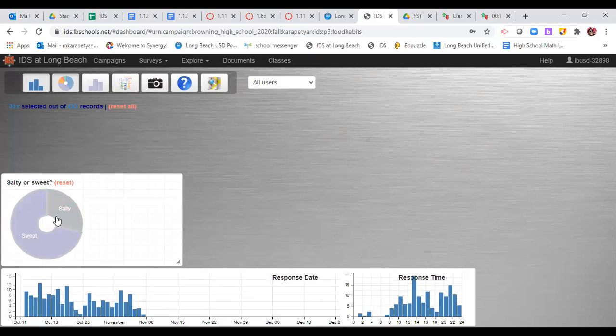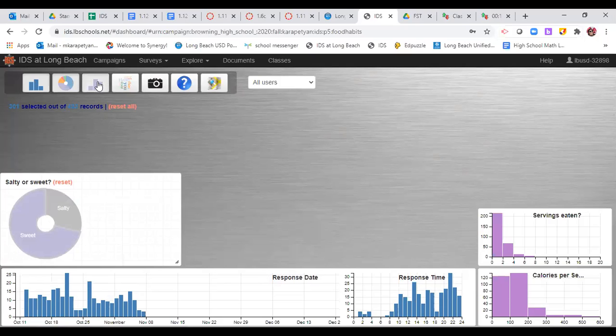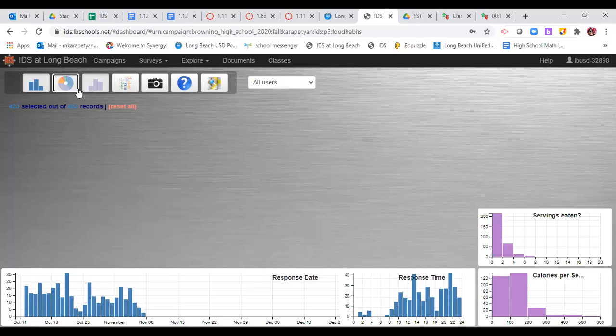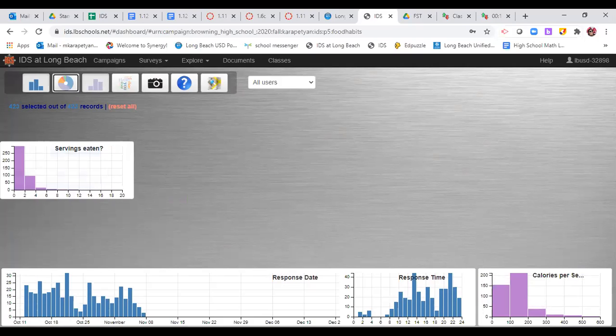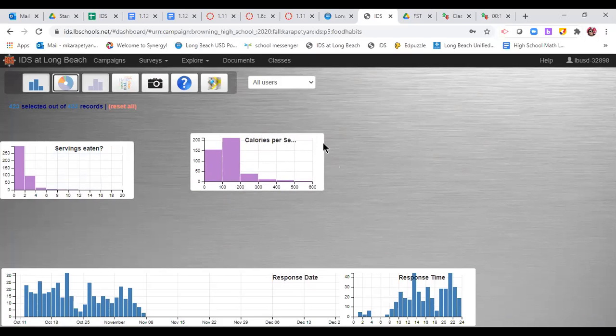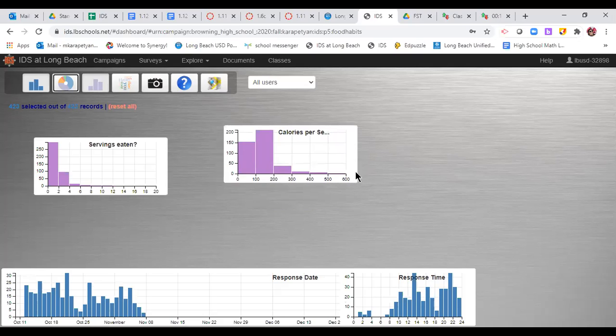So from our pie chart, I can see my categorical variable and how it helps. Now, what I can also do is turn on my histograms, okay? So I can take away my pie chart and actually turn on my histograms. Let me move these over here, okay? So my histograms are showing me data for servings eaten and calories per serving. Okay, I can't make these bigger. I'm trying to, but the struggle is real, y'all.